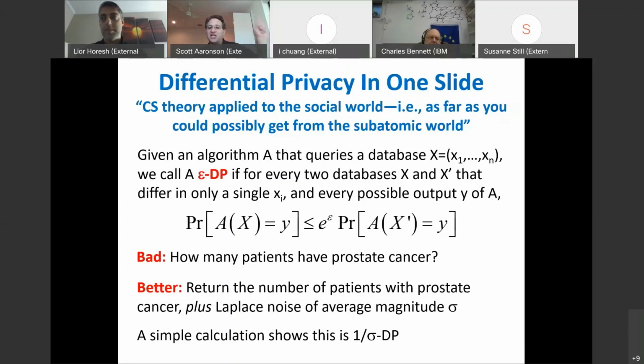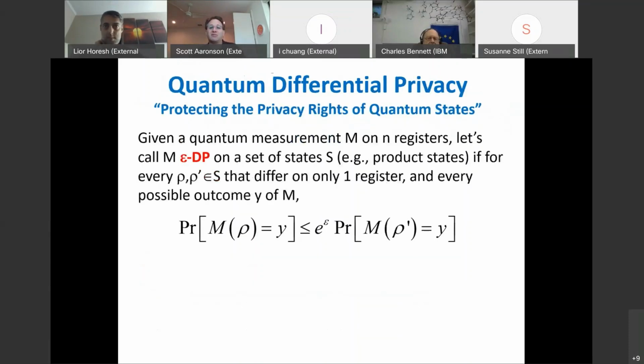It says if I change only one entry of my database, like let's say I've got a database of medical records, and I change whether one person has cancer or doesn't have cancer, then that should produce only a small change to the probability of any possible output of my algorithm. Okay, and once again, a typical way that we achieve differential privacy is by deliberately adding noise to the results of our queries before we return them. Okay, this was what sort of tipped us off that there might be some connection between the two.